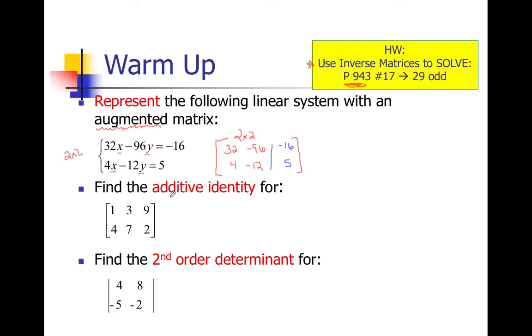The additive identity, I just wanted to put this in here because multiplicative identities we've been doing all for square matrices. But additive identity, size doesn't play into whether I can create an additive identity or not. This is a 2x3. Its additive identity is just each element negated.